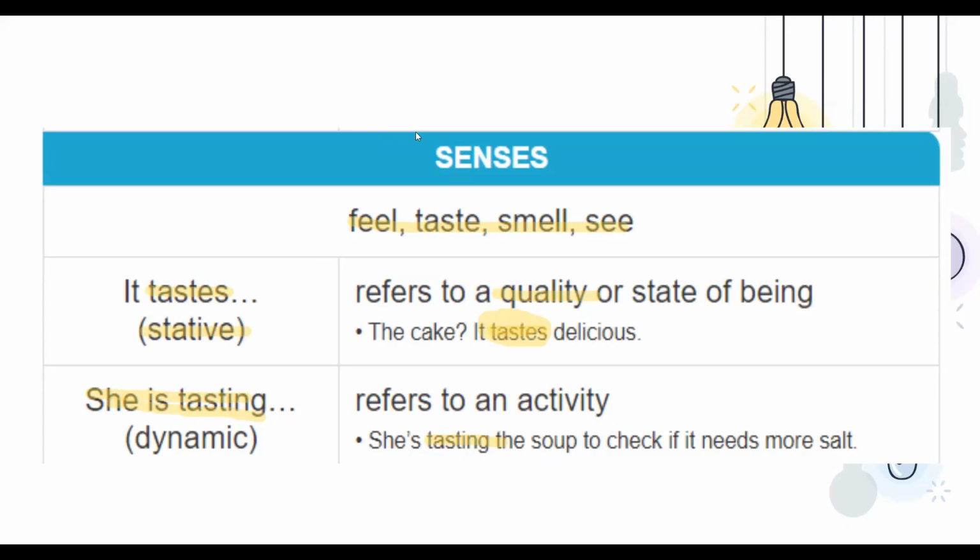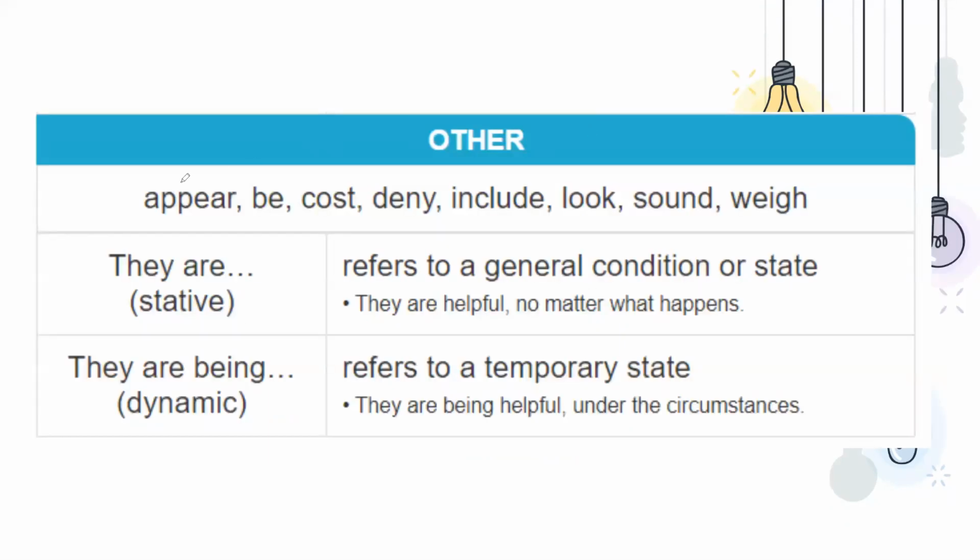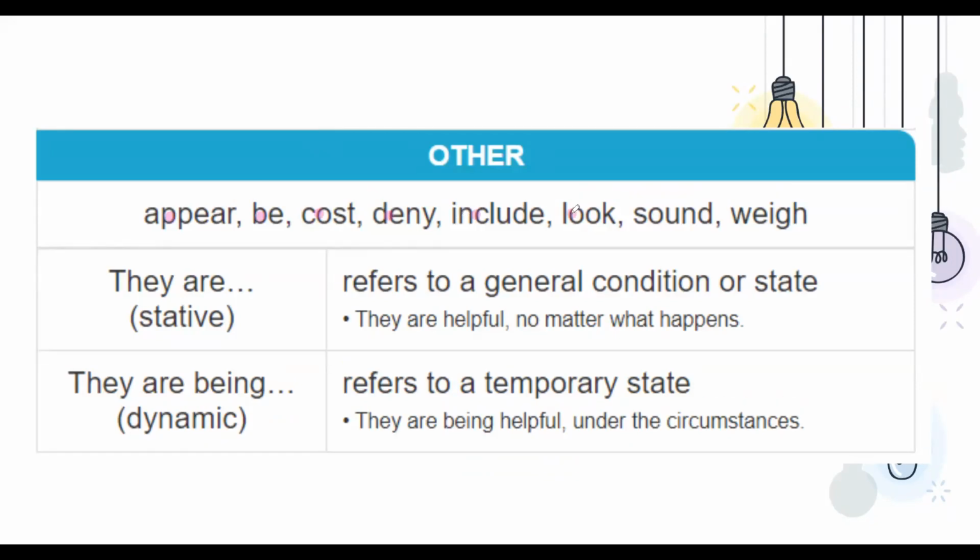Other verbs, like usual, we have, for example, appear, be, cause, deny, include, look, sound, and weigh. A very common one, or maybe one that will confuse you a little bit, is the verb to be. We can actually put the verb to be with another verb to be in ing, like they are being. I'm going to explain to you how this works.